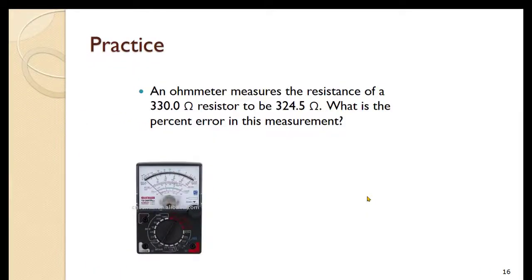Okay, I'd like you to take a minute and do one practice problem. You've got an ohm meter that measures the resistance of a 330 ohm resistor to be 324.5. What is your error in that measurement, assuming that the resistor really is 330 ohms? Go ahead and figure out what your percent error is here.